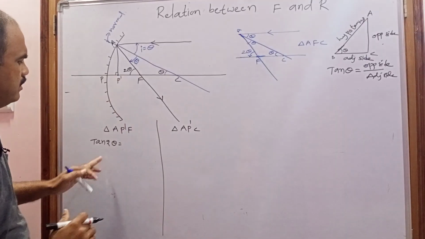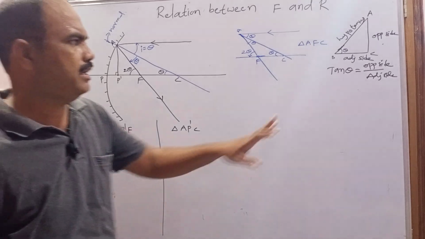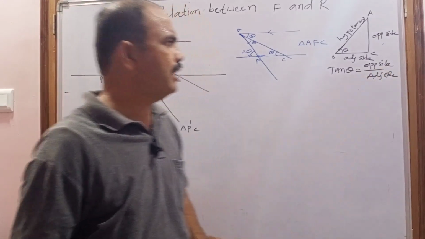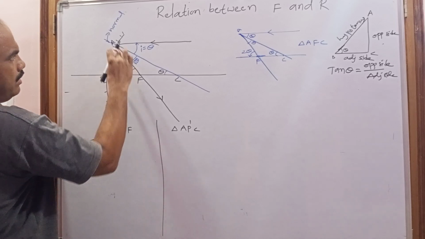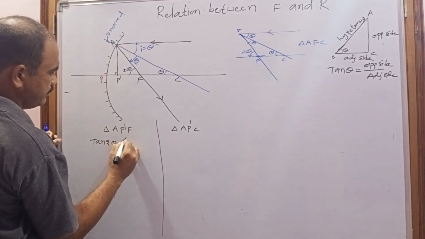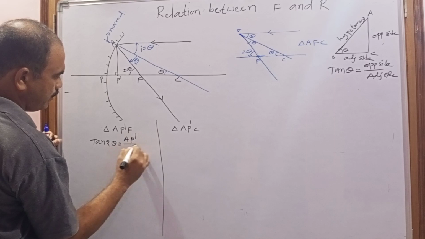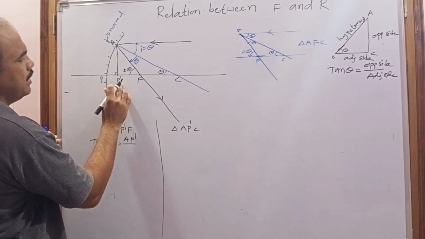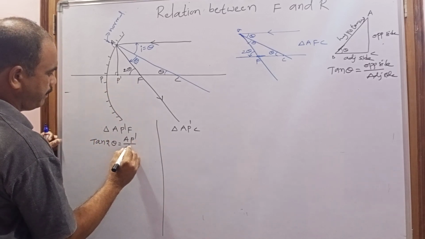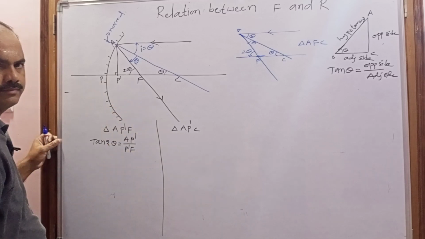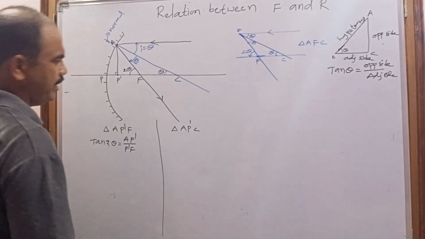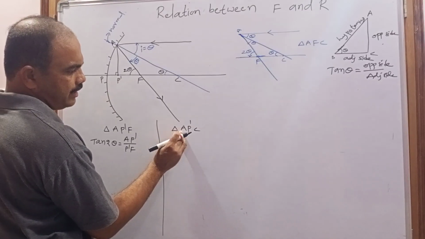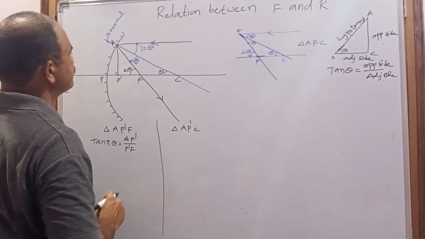Tan 2 theta is like tan theta. So what is the formula of tan theta? Opposite side by adjacent side. Now what is the opposite side for this 2 theta? AP', by what is the adjacent side? P'F.